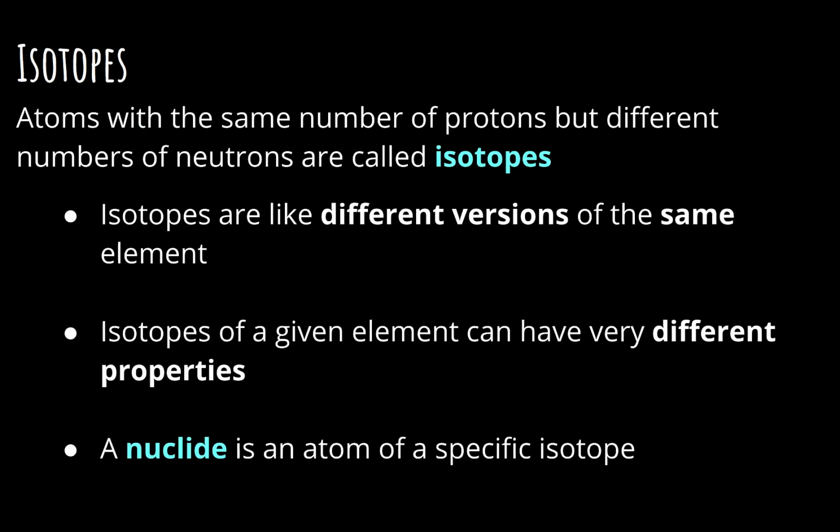So an isotope is an atom with the same number of protons, so it's the same element, but it has different numbers of neutrons. So it's like different versions of the same element. Isotopes are interesting because you can have an isotope of the same element, but the properties of those isotopes can be very different. So if we look at an example like carbon-12 versus carbon-14, those are two different isotopes of carbon. One of those isotopes, carbon-14, is radioactive, which is going to give it very different properties. When you're talking about a specific isotope, those are called nuclides.